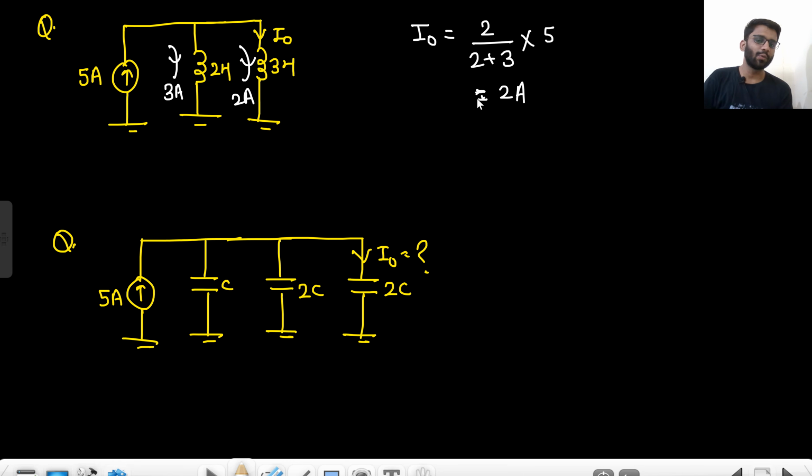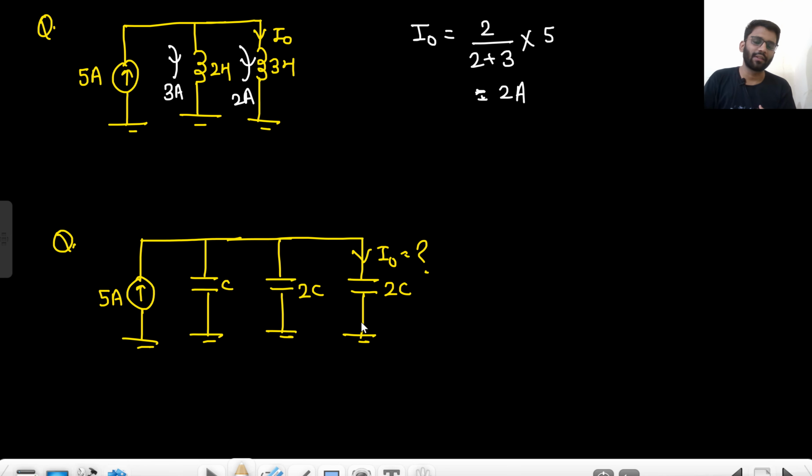So this is for two components. I can divide it in inverse proportion like this. Okay, 2 and 3. So 2 upon 2 plus 3 into 5, because it will have the lesser current. The 3 Henry will have the lesser current because it is bigger.